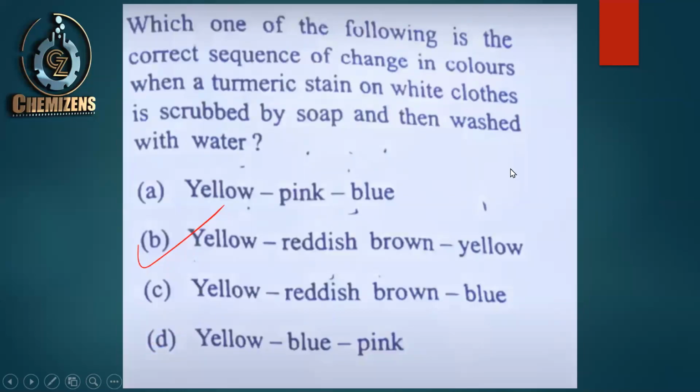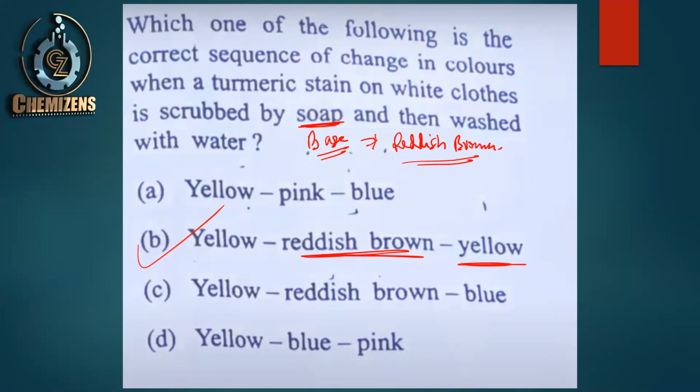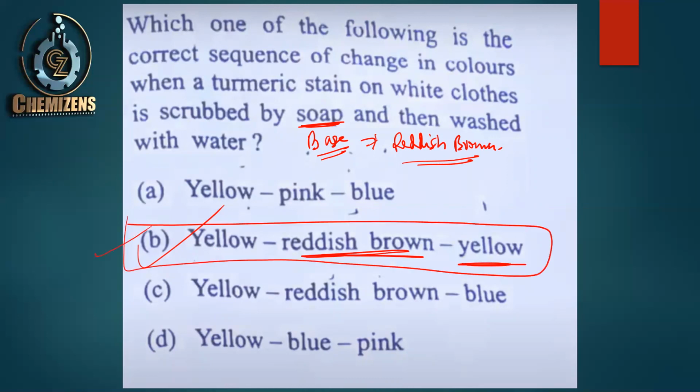The next question again has come from acids, bases and salts. They are talking about turmeric, and we know turmeric is a natural indicator. Turmeric will react with a base, which is soap here. Soap is acting as a basic solution, and it develops a reddish brown color with turmeric in base. So the color will change from yellow to red, and when you wash it with water again, it will change back to yellow. So the correct answer for this question will be option B.